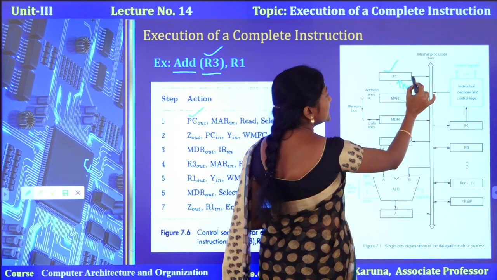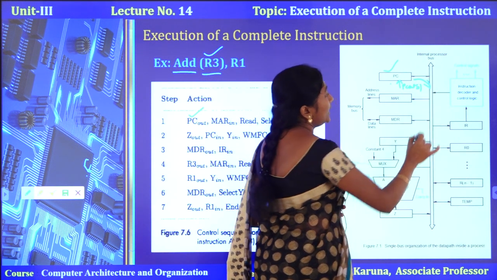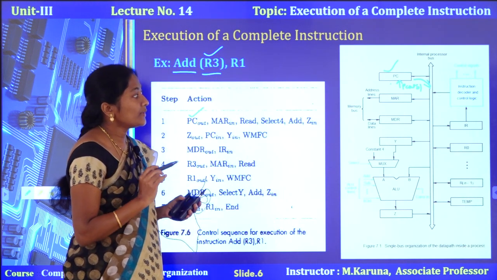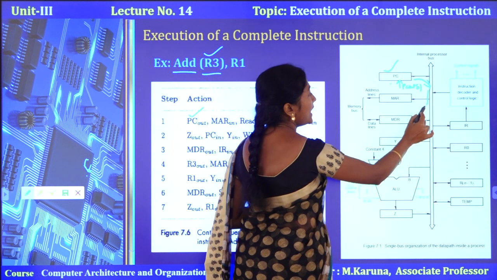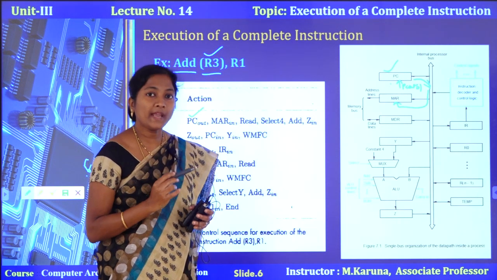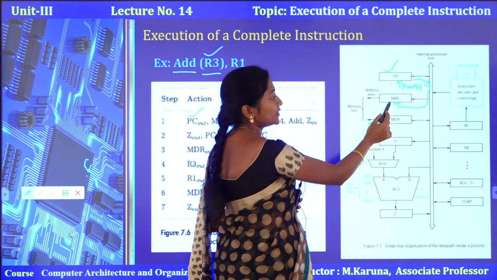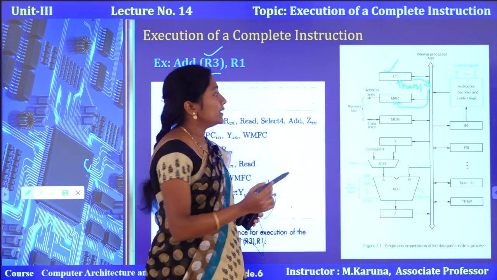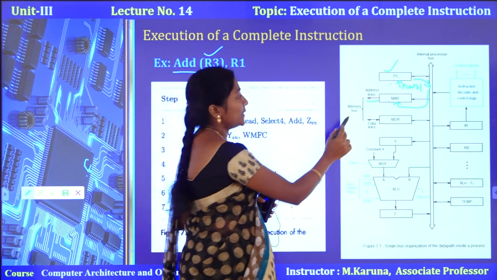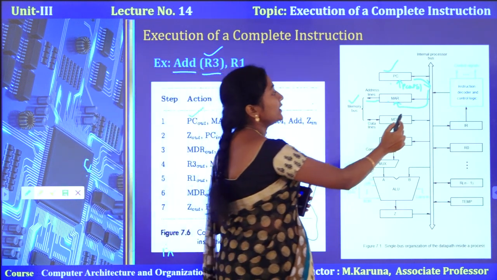Whenever PC out is equal to 1, the address of the instruction will be placed on the internal bus of the processor. Now, that address will be loaded into the MAR register, because the MAR register is linked with the memory address bus. So, the address of the instruction will be transferred to the MAR. Then the MAR output is the address lines, and those address lines will be connected to the memory.